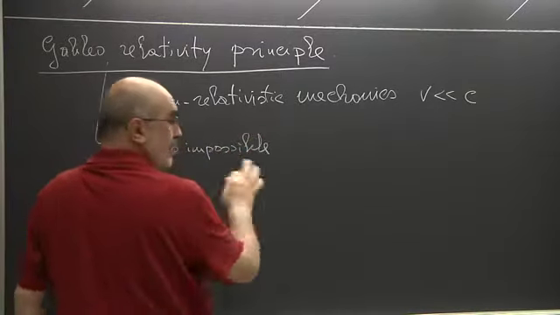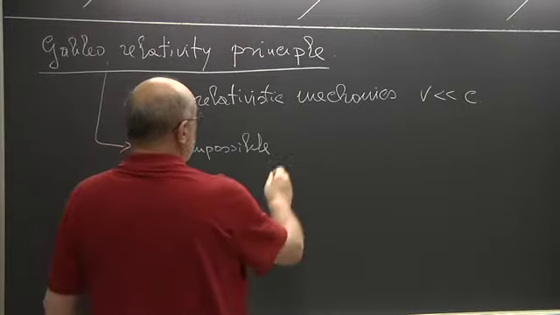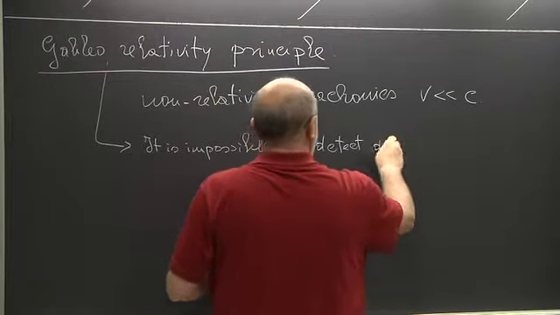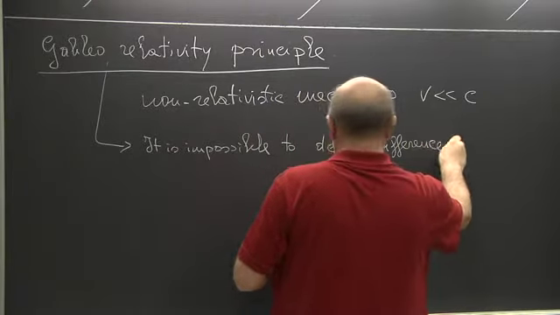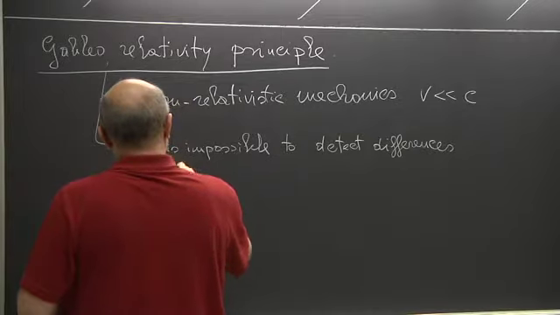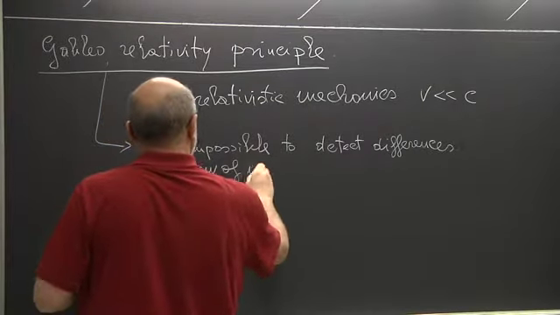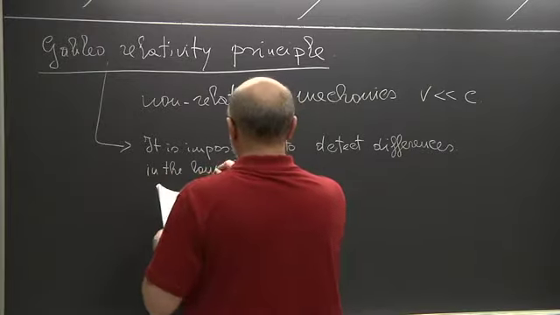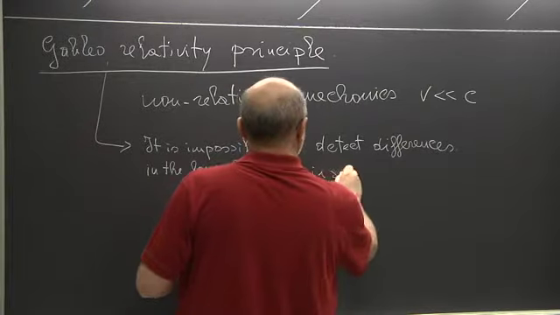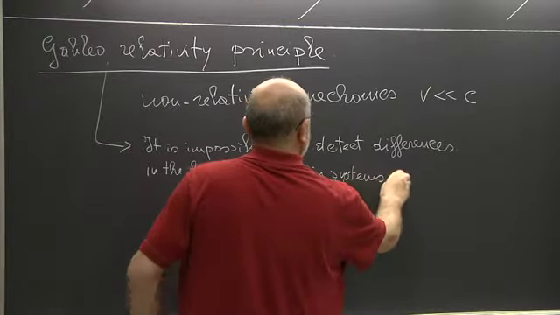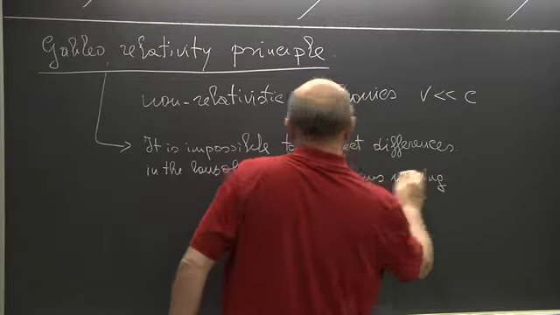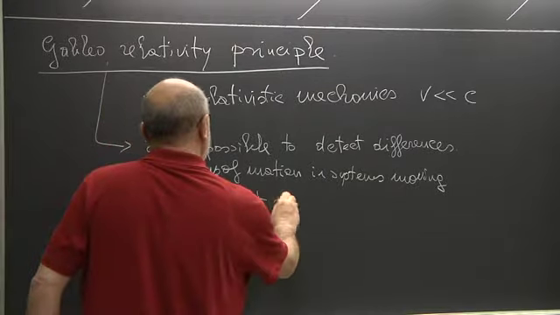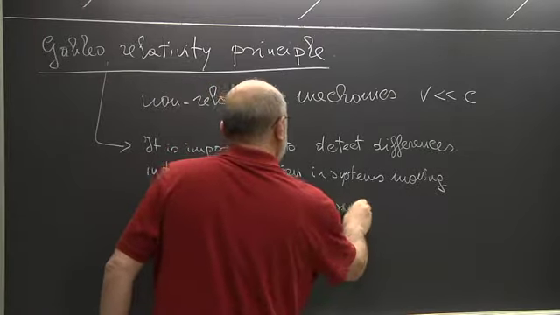This is, if you want, a phenomenological description. It is impossible to detect differences in the law of motion in systems moving with constant speed, one with respect to the other.